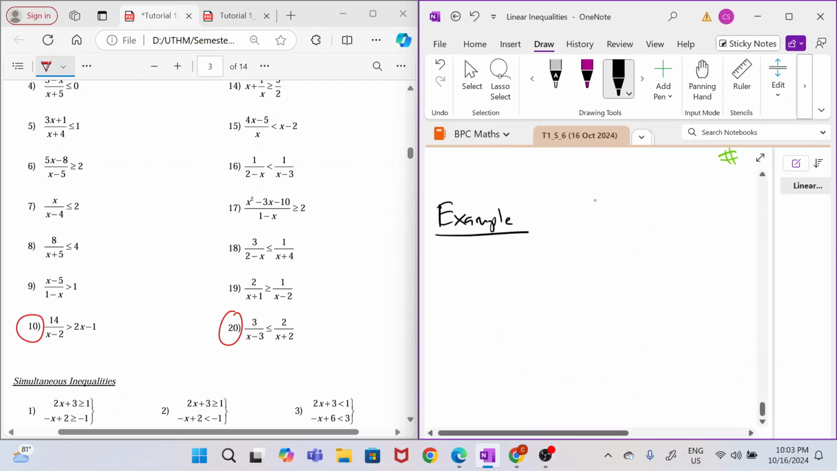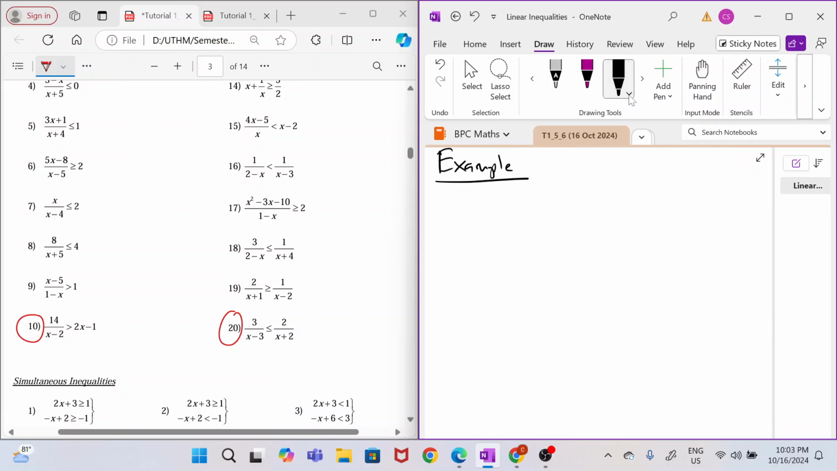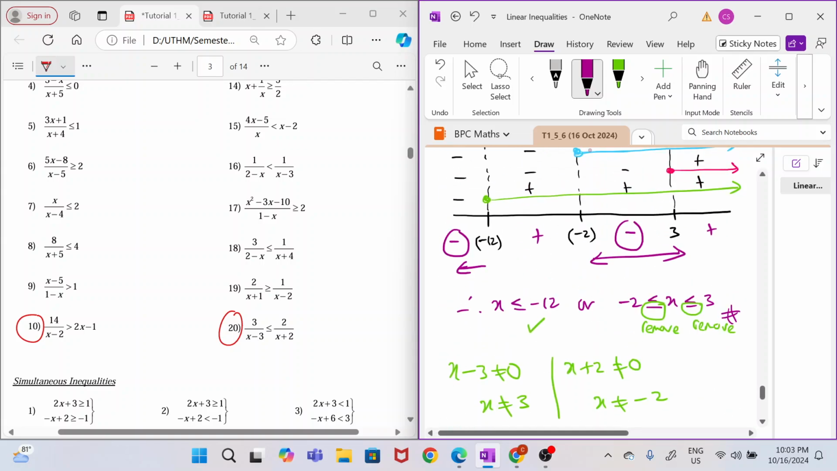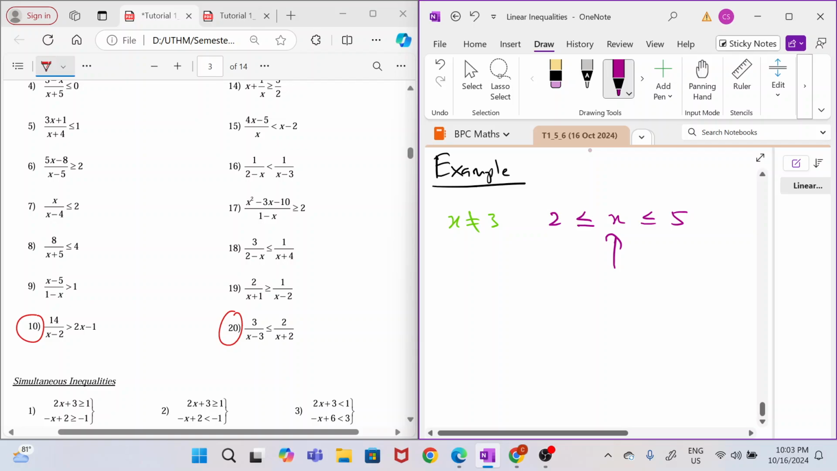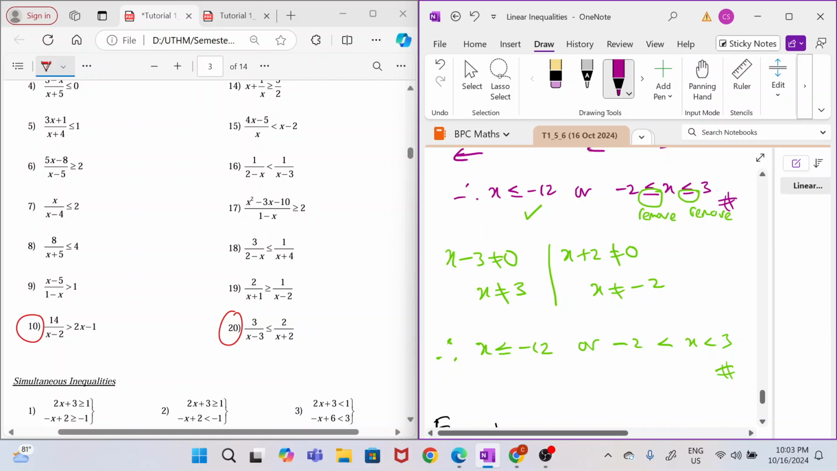Now what if in the denominator, let's say we do not want x equal to 3, but then the answer you get, when you do the number line system, maybe the answer you get is x is in between 2 and 5. We do not want x to equal 3, but if you notice here, 3 is inside here. Just now, negative 2 was at the end point, negative 2 is here. So we remove the equal, easy. 3, we remove the equal, easy. So the answer is this one.